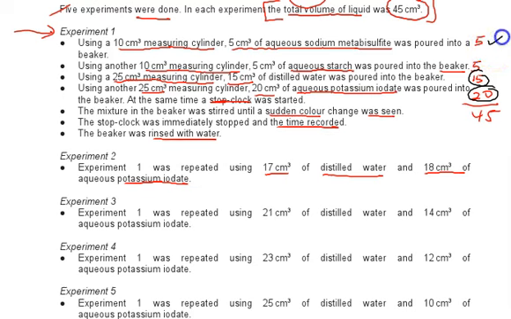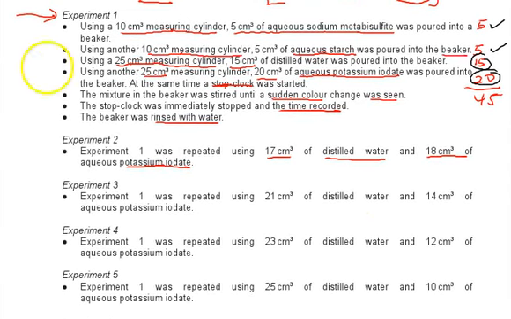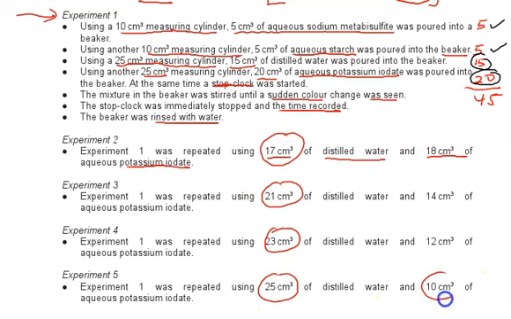However, both of these remain the same, which is 5, 5. Sodium metabisulfate is 5, starch is 5. Okay, let us go through. So here we have 17, 21, 23, 25. And here's 10, 12, 14, and 18 here. Okay, now let us look at the question.